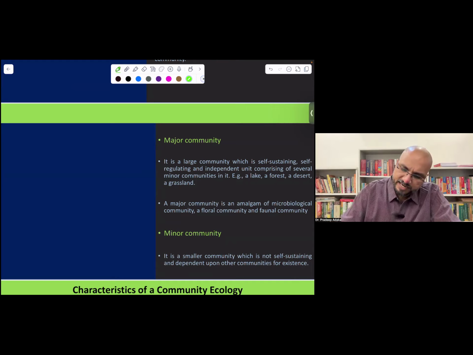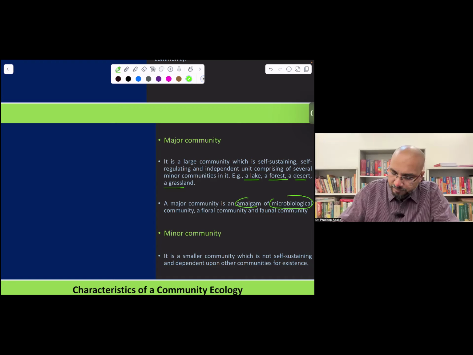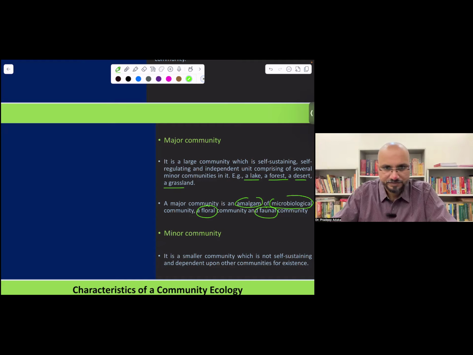When we say a lake or a forest, a desert or a grassland, this is a major community. Because in a forest you have a plant community, an animal community, and a microbial community also. So you have an amalgam or mix of microbial community, floral community, and faunal community. All of them together form a major community. They are all interacting with each other, they are all interdependent.